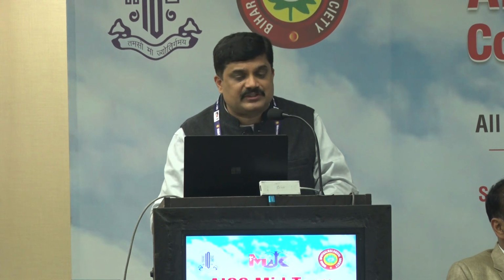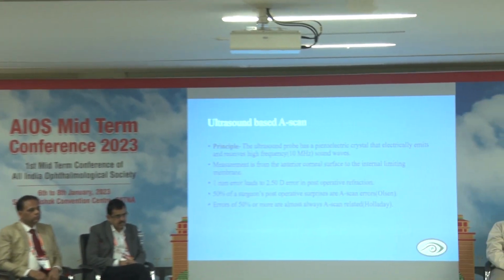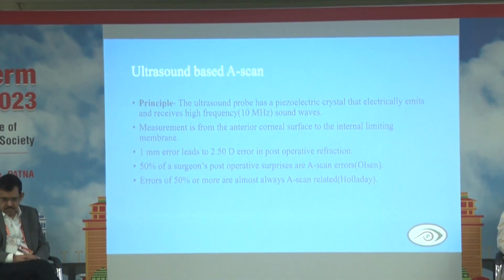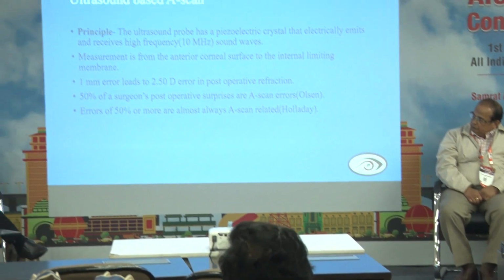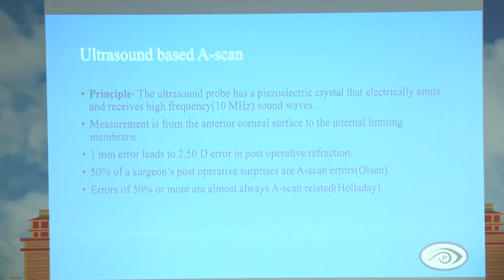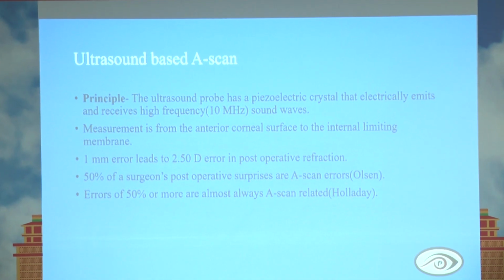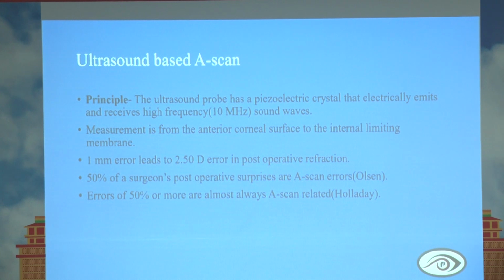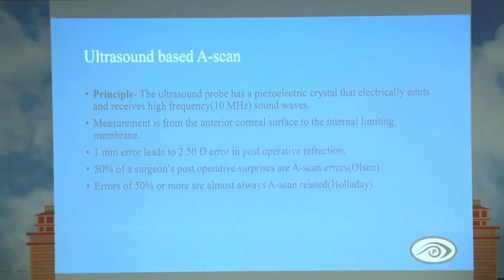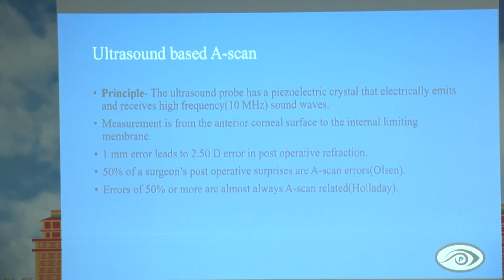So coming to the axial length measurement, there are two types you can measure. One is with the optical and one with the ultrasound. So coming to the basic principle of ultrasound scan, it has a piezoelectric crystal that electrically emits and receives the high frequency sound wave. Normally, it measures from the anterior corneal surface to the internal limiting membrane of the retina. If you make a 1 mm error, that means it's almost 2.5 diopters of error in the postoperative refraction.